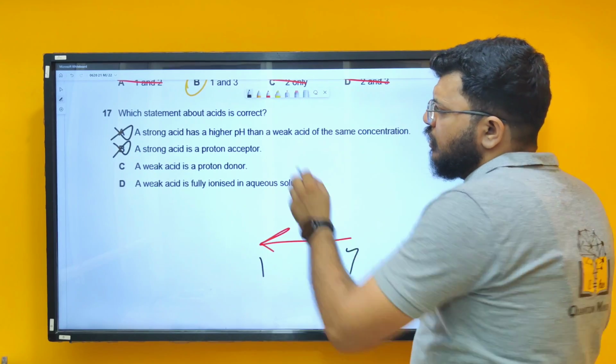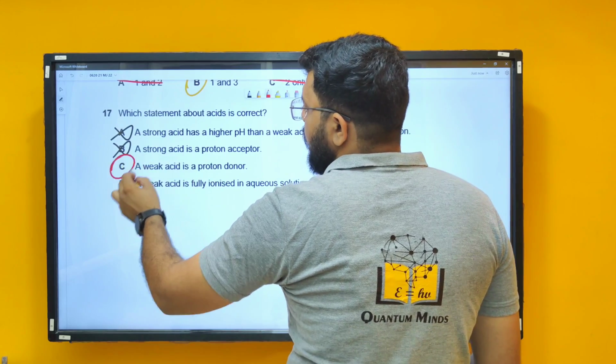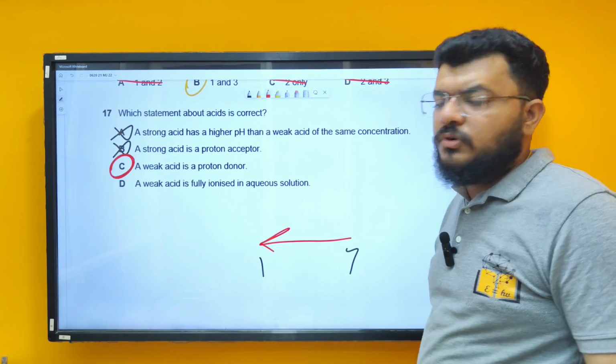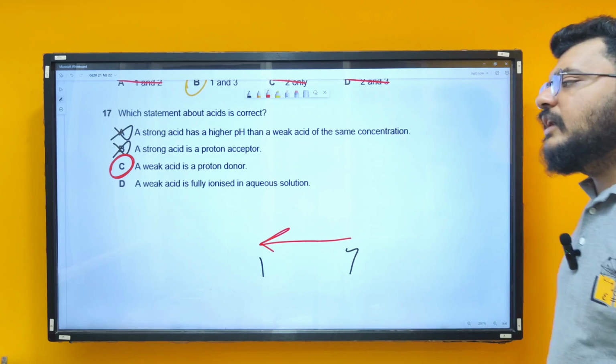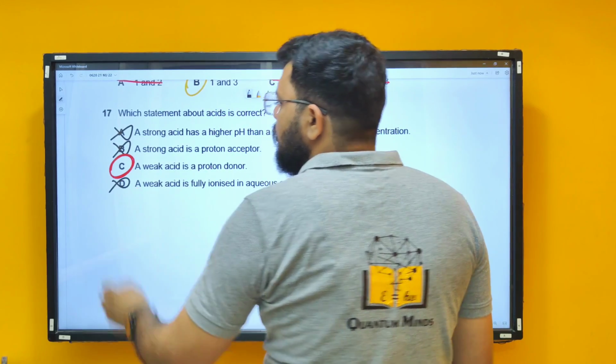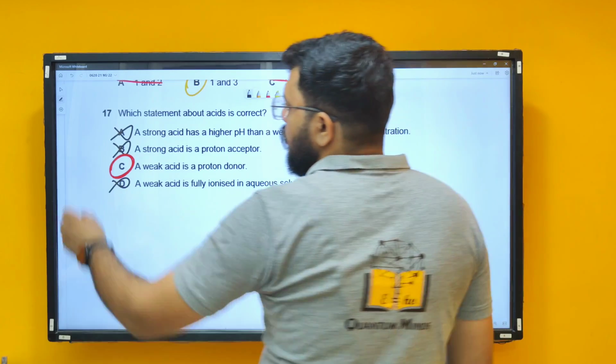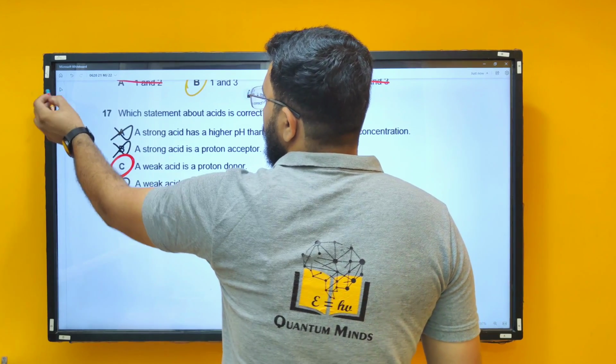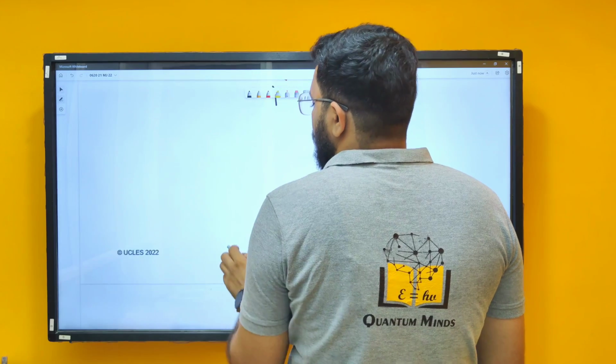Weak acid is a proton donor. And this is our correct answer. All acids are proton donors. A weak acid is fully ionized in aqueous solution? No. Strong acids are fully ionized. So this is your correct answer, option C.